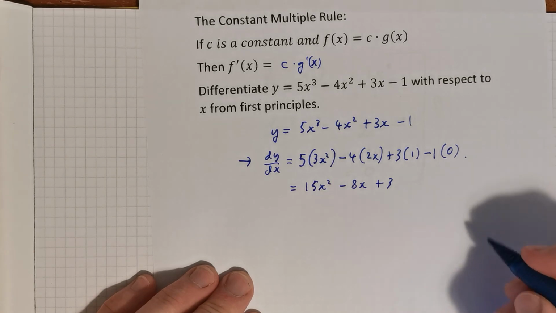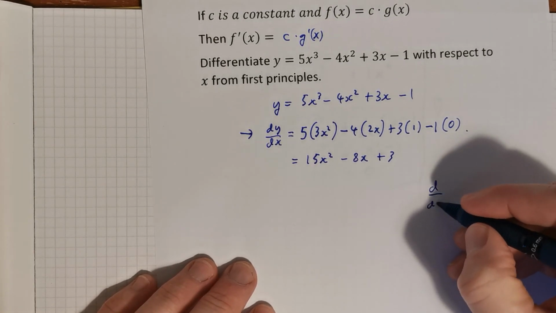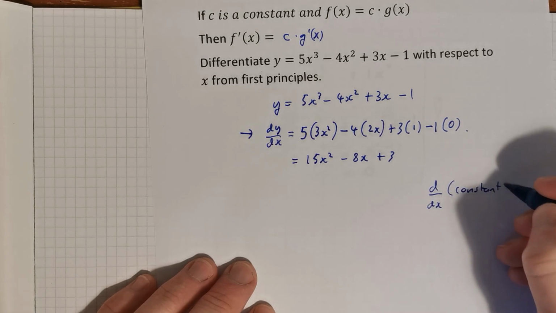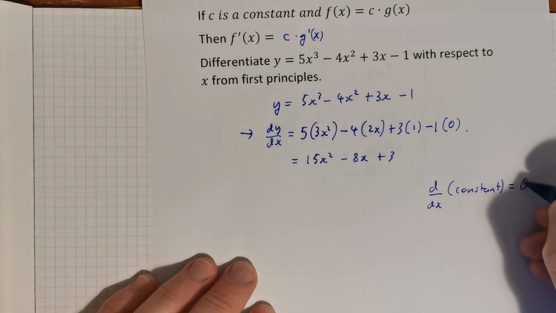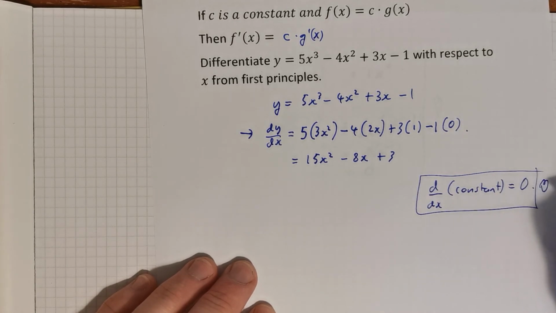Okay? Note, at this stage, the derivative with respect to x of any constant, anything that does not have a variable in it, is 0, not just 1. And learn that off by heart.